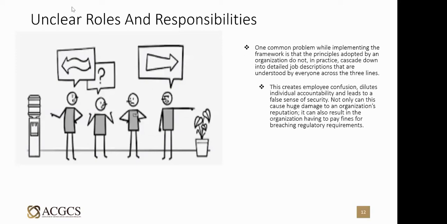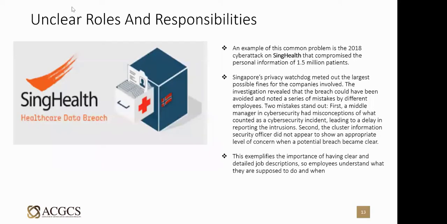Because I think the testing that second line and third line do, when it's clear what the responsibilities are, they will create a line of sight to either a risk that was already known by the line of business, but also maybe an emerging risk that wasn't communicated or wasn't clear. So it is important. One of the examples that I have here for you is SingHealth.